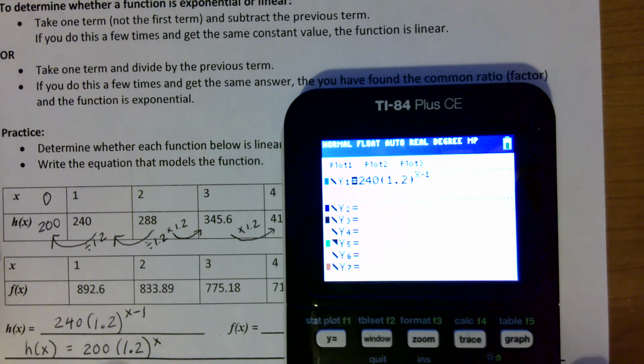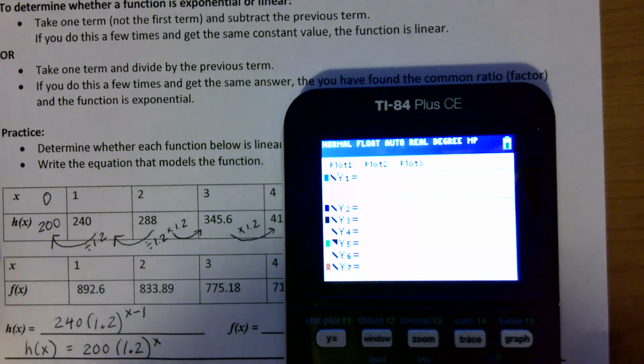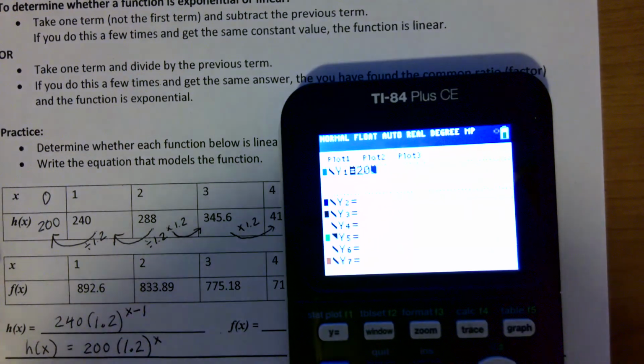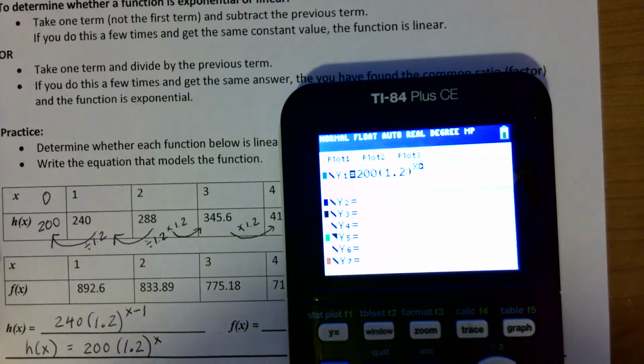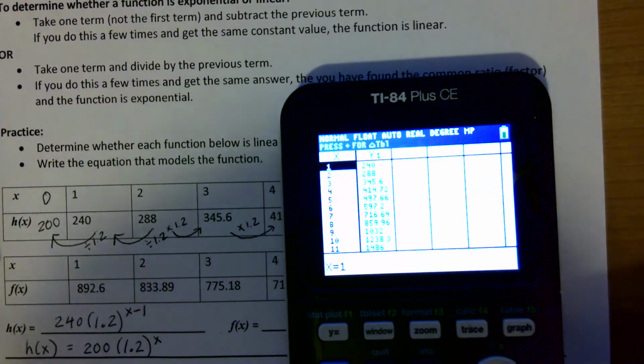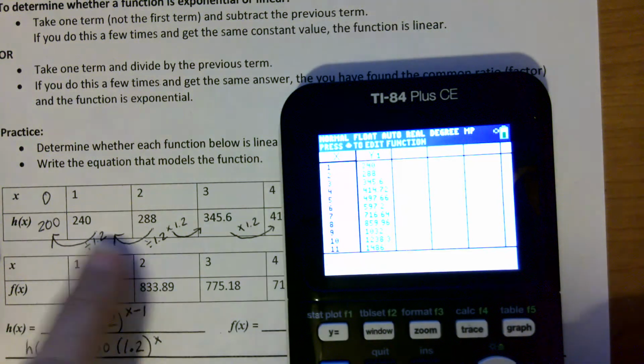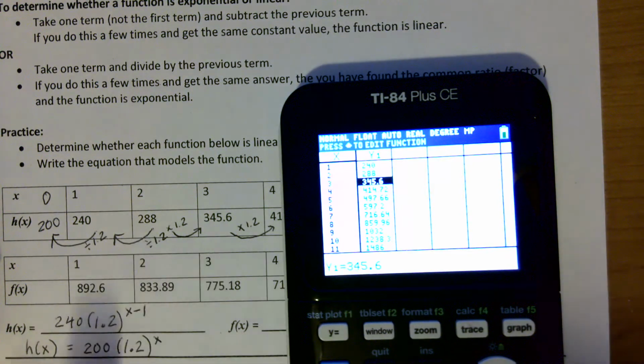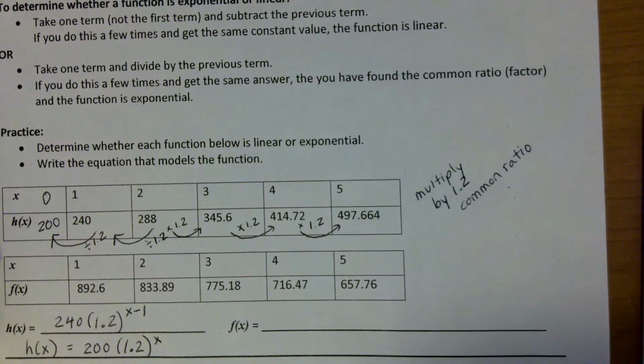Well, how about my other formula? So I'm going to clear this. I'm going to type 200 times 1.2 to the x power. And I'm going to press second and my graph key. And I still get the same numbers. So I know both my formulas work.